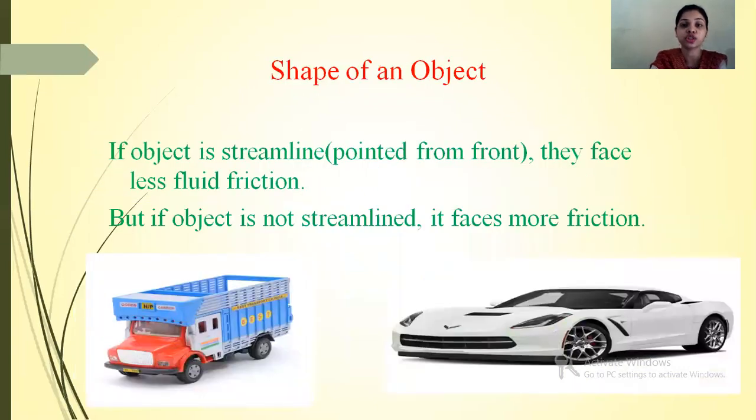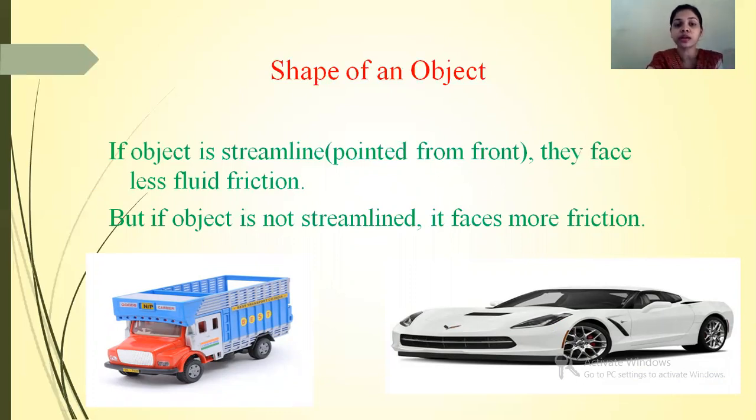And the next one is the shape of an object. What is the shape of an object? The fluid friction also depends on that. If the object is streamlined, means whose front is pointed like the fish, okay, the body of the fish is a streamlined structure. You can also consider that the shape of planes is also like that of the fish. Why? Because if the shape of the object is streamlined, then it faces less fluid friction, and it can easily move.